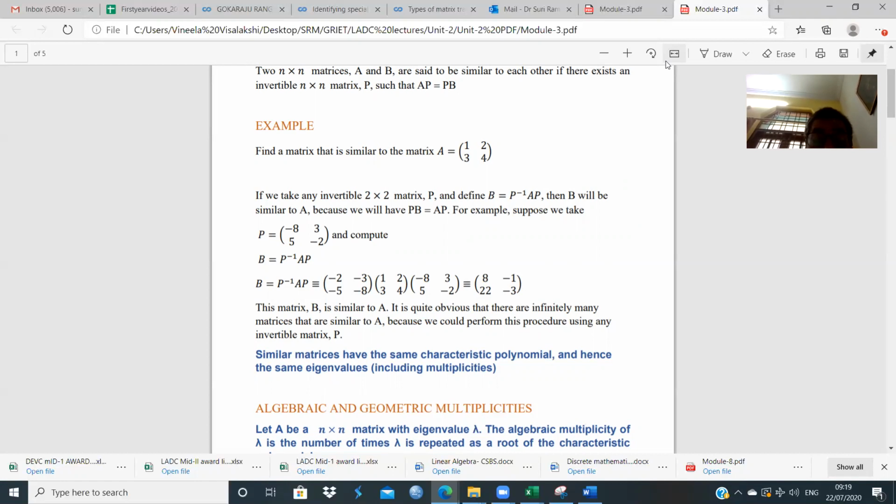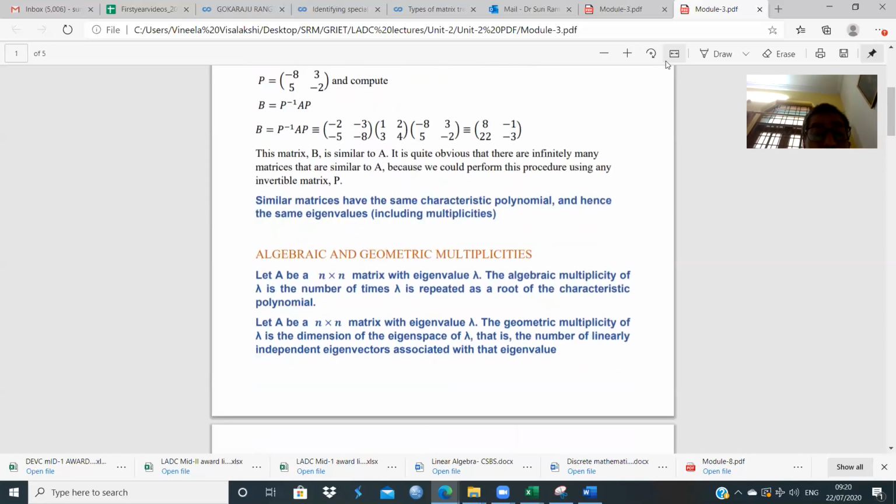Similar matrices have one very important property: they have the same characteristic polynomial and hence the same eigenvalues. Of course, you must also include the multiplicities or the repetitions. Two very important definitions have to be understood. One is the algebraic multiplicity of an eigenvalue, and the other is the geometric multiplicity of the eigenvalue.